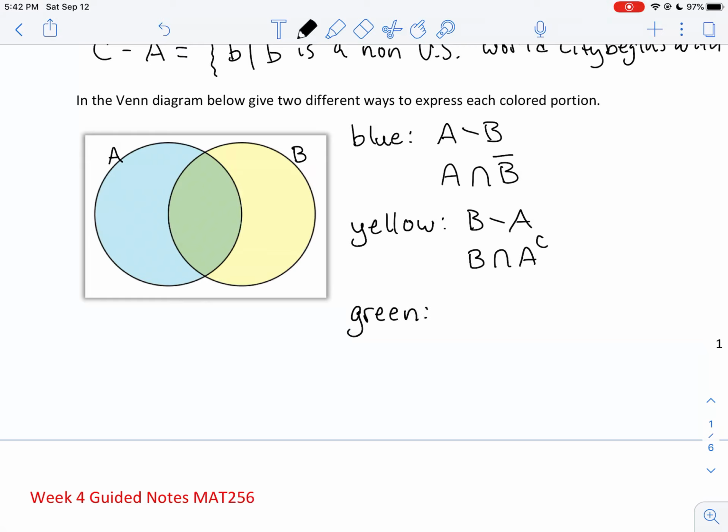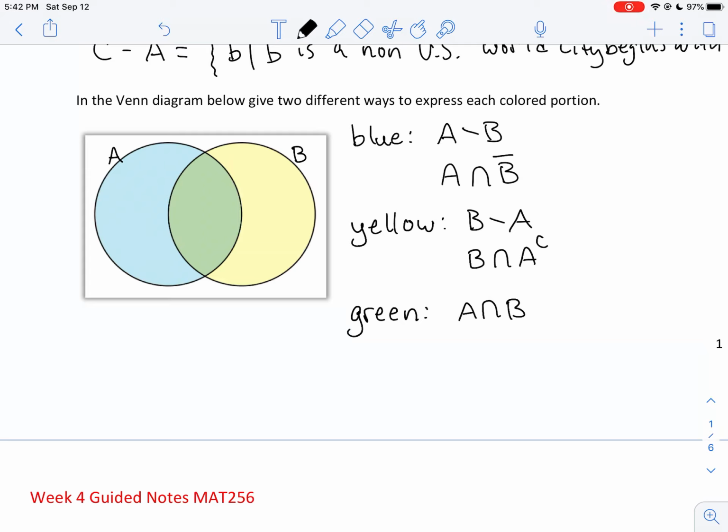And now let's do the green. The obvious way to describe the green portion is just intersect A and B. So A intersect B is what gives you green. In fact, that's what really happens when you mix blue and yellow, you get the green. So the green was what was shaded twice, essentially, once by the blue, once by the yellow. It made that green middle portion, which is the intersection.